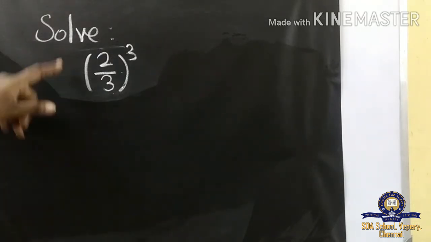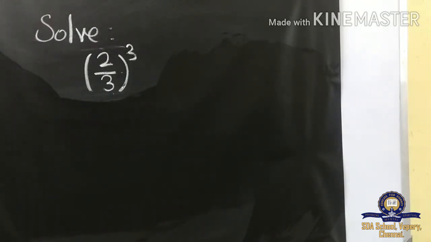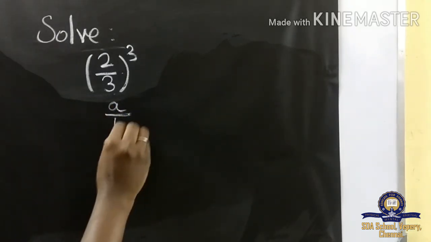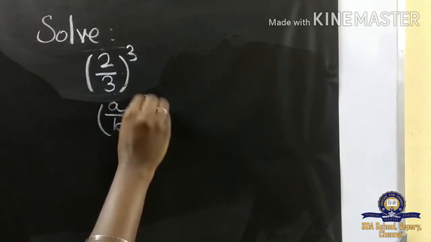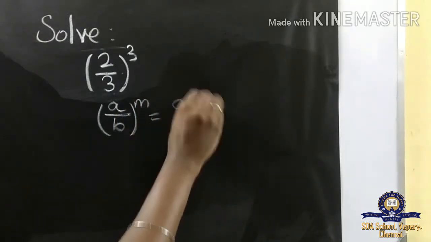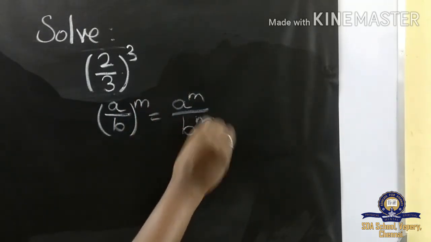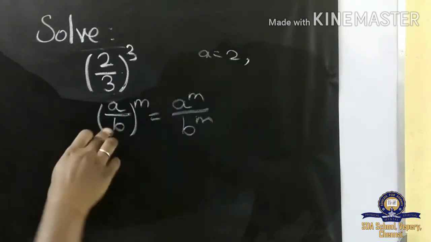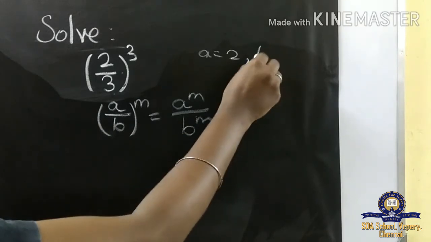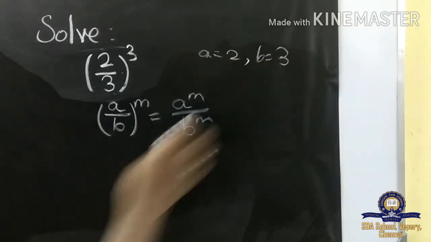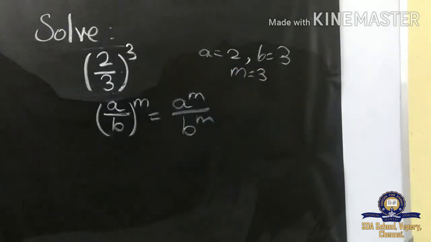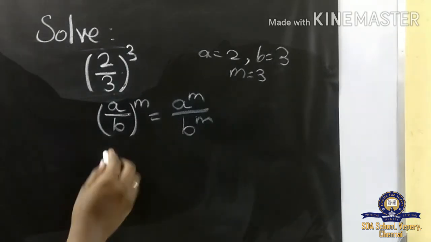Here we are going to solve (2/3)^3. It is in the form of (a/b)^m is equal to a^m divided by b^m. In the place of a there is a value 2, right? In the place of b, b value is 3, and in the place of m there is a value 3. So here we are going to substitute these values in this rule.